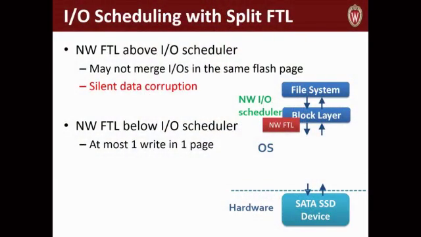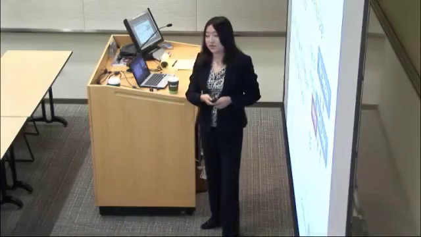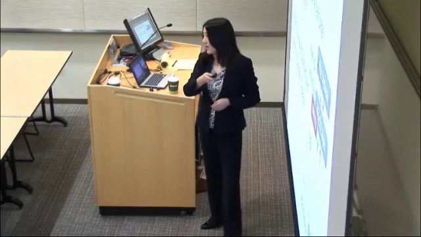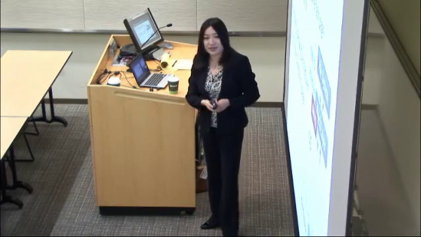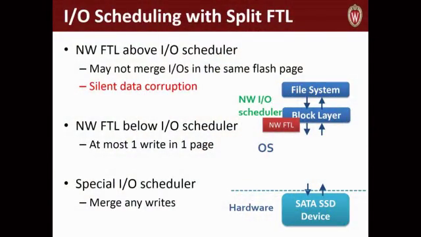So next, what I did is to move the I/O scheduler above the FTL. Because the FTL does allocation after the I/O scheduler, I can make sure that there's at most one write per page. And I also have a special I/O scheduler that's designed for nameless write. Basically it can merge any kinds of writes, because the nameless write FTL will anyway allocate the physical addresses.